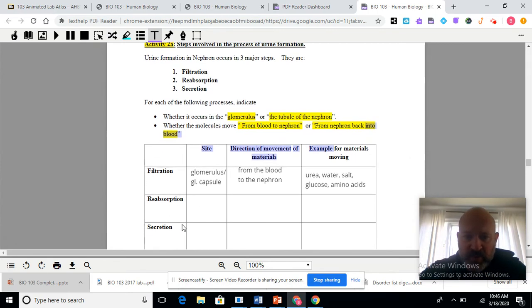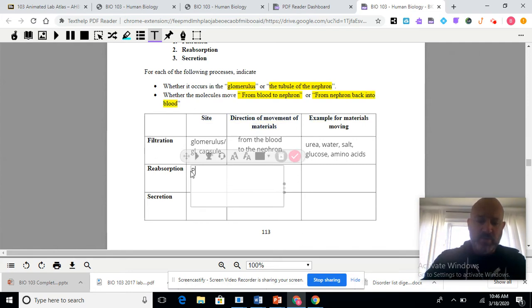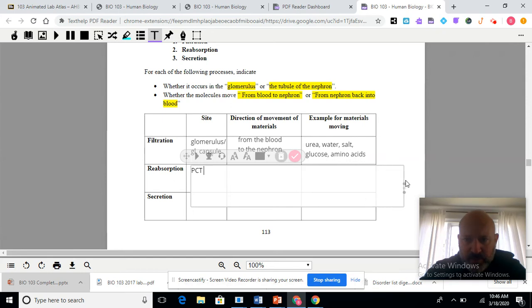And our next process would be reabsorption. This is where the blood is going to be taking some things back. So this happens at the proximal convoluted tubules. And what is the direction of the flow? So we could write this all in like this, probably easier. Well, now the flow is from the nephron back to blood.